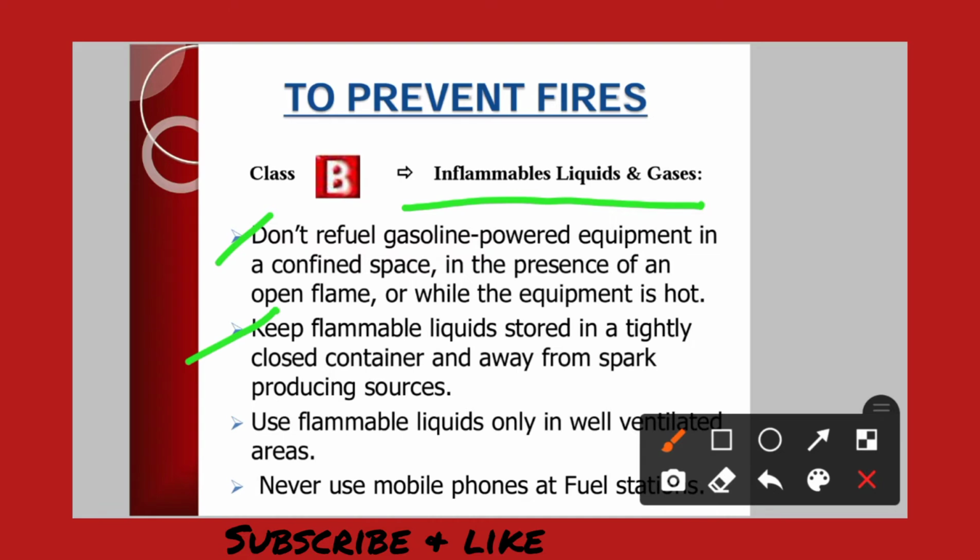Keep flammable liquid stored in a tightly closed container. Use flammable liquids only in well ventilated areas. Never use mobile phones at fuel stations. It is highly recommended not to use mobile phones at any petrol pump or fuel station.